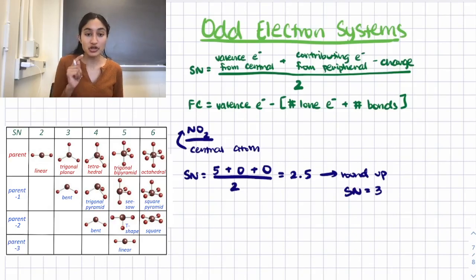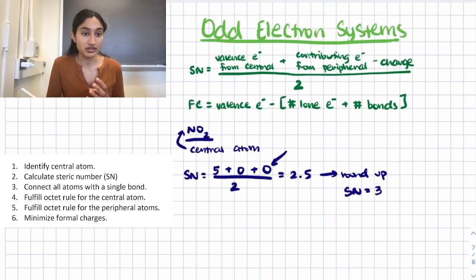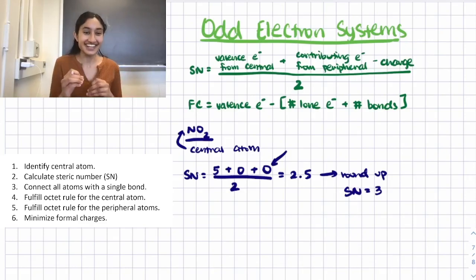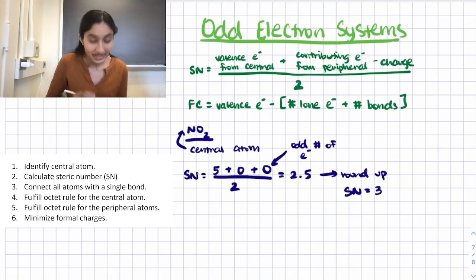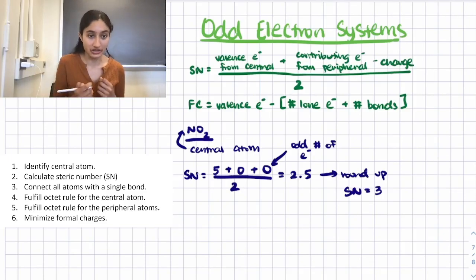For now, I want to go back to why our steric number was a fraction. Our steric number was a fraction because our numerator was odd. And what is our numerator in the steric number formula? Our numerator is the number of electrons available. So you have an odd number of electrons in your numerator, and that's why you end up with a fraction as your steric number. That's why this is called an odd electron system.